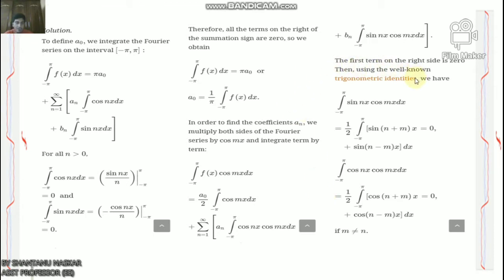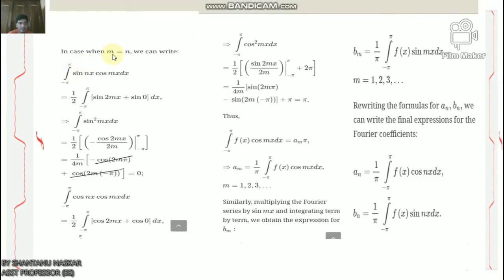So the first term of the right side is 0. Then, using the well-known trigonometric identities, we have the integral from -π to π of sin nx cos mx dx equals half the integral from -π to π of [sin(n+m)x + sin(n-m)x] dx, and the integral of cos nx cos mx dx equals half the integral from -π to π of [cos(n+m)x + cos(n-m)x] dx.